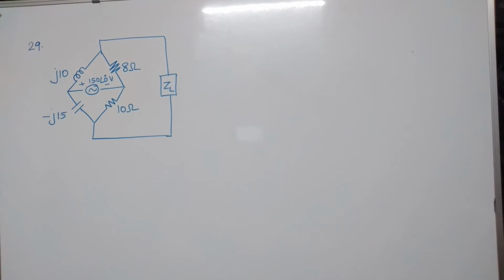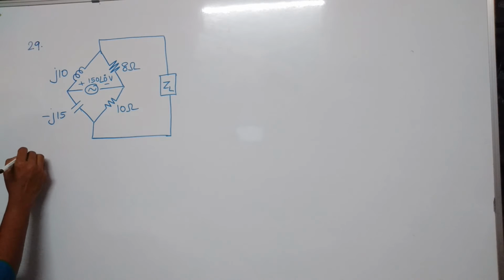So the next question. Again, determine the value of ZL for which maximum power gets transferred from source to load and also find the maximum power. So first we will have to find out VTH. Since we need to find out the maximum power, we have to find out VTH as well as RTH. So let's find out VTH first.